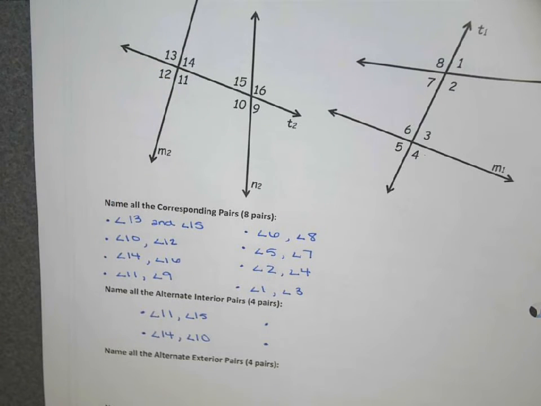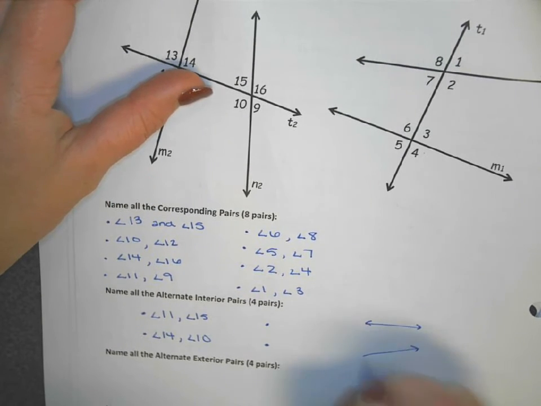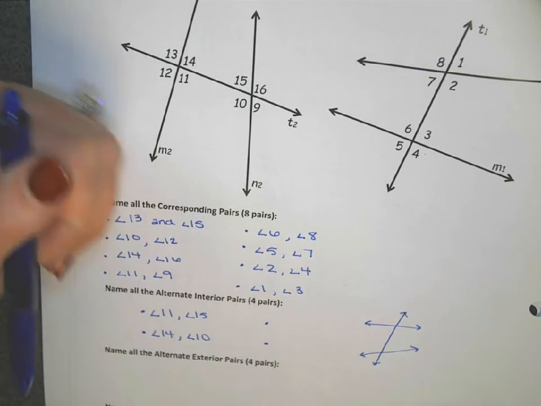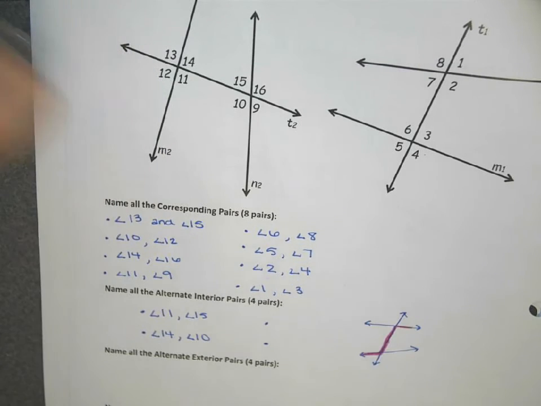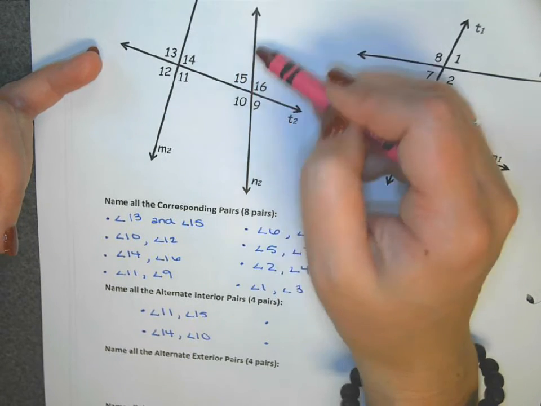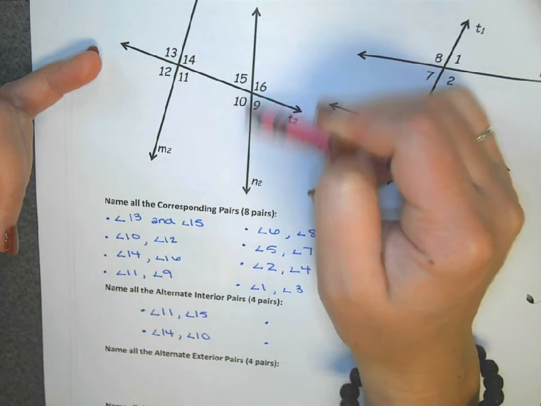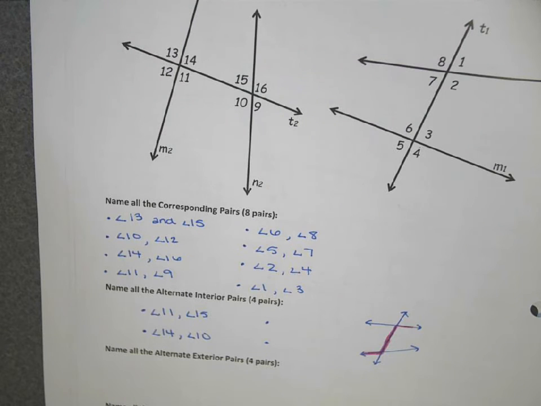create, if we were to draw them, two lines, a transversal. When you highlight the first angle and then the second angle, they actually make a Z or a zigzag or a backward Z. So if you were to highlight 11 and 15, see how they make a zigzag? If you were to highlight 14 and then 10, they also make a zigzag. So that's kind of my trick with alternate interior angles, is that they always make a zigzag.